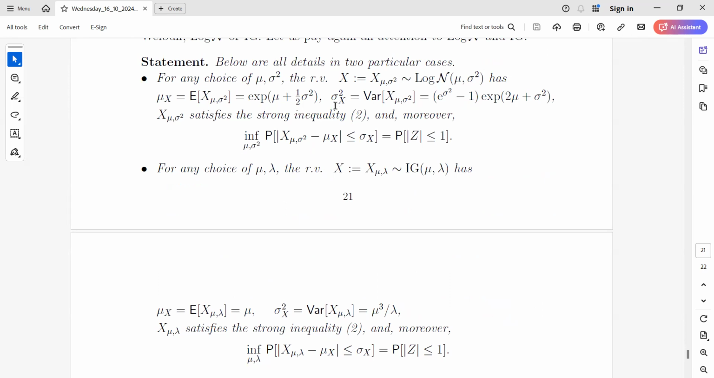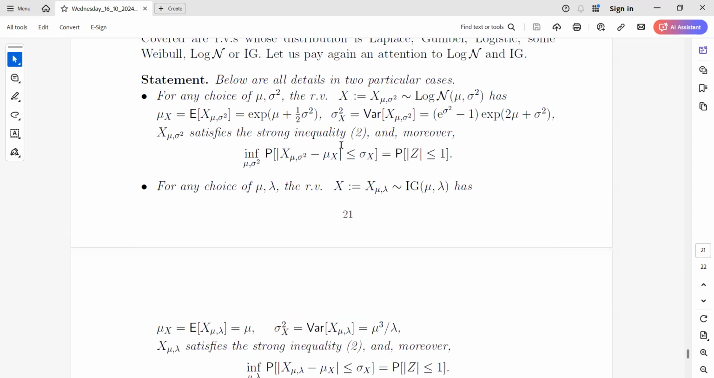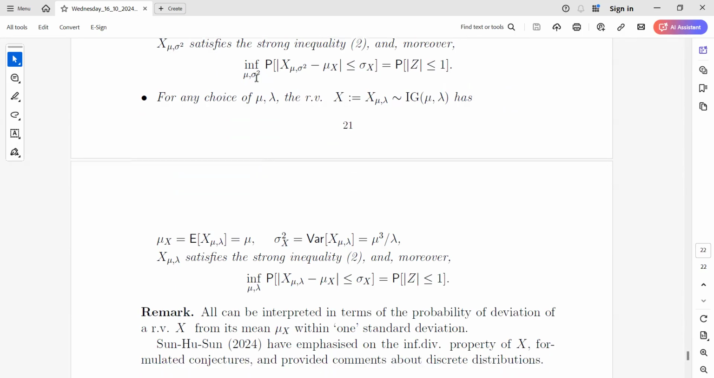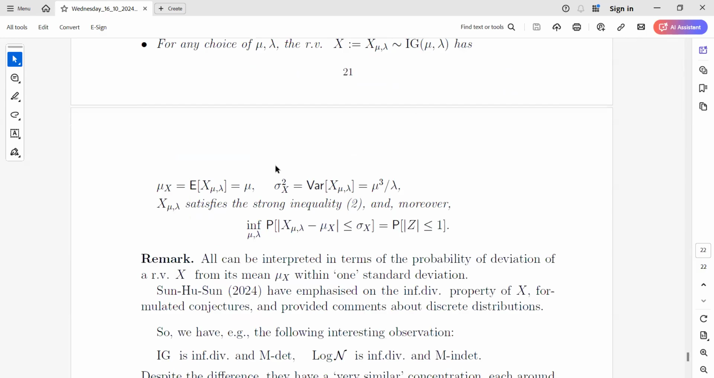And it turns out that we have the strong inequality here for arbitrary log normal, any parameters. However, the infimum of this quantity is exactly equal to this, which is quite interesting. And we have similar for the IG, inverse Gaussian, with any parameters. And also what they established, okay, they found for which values of mu and sigma square and which mu and lambda, we have this equality.